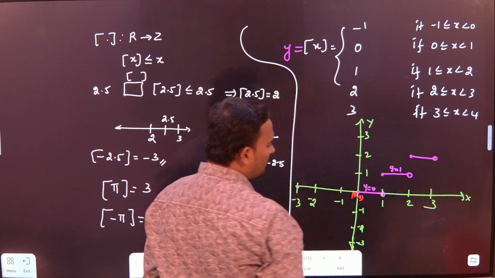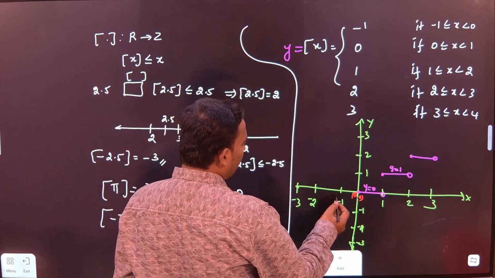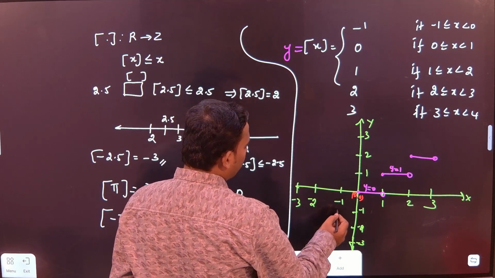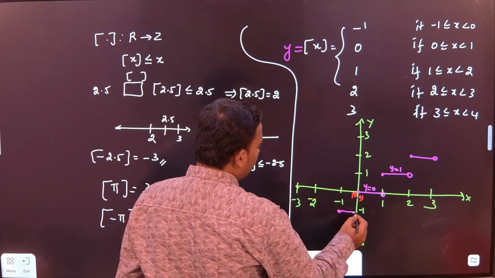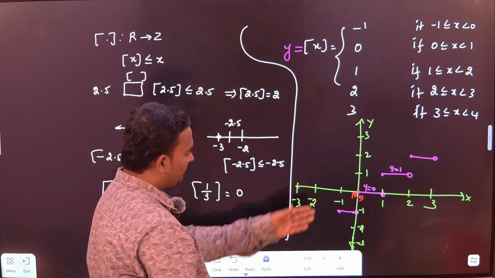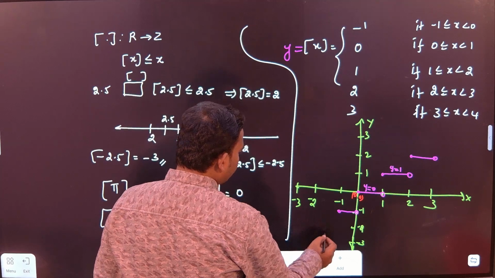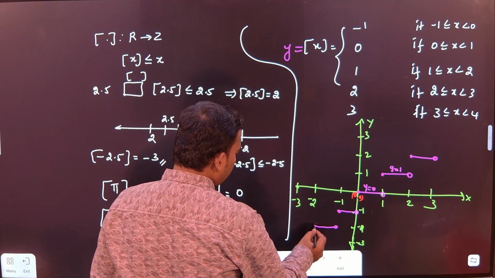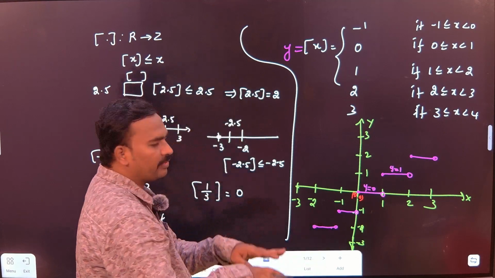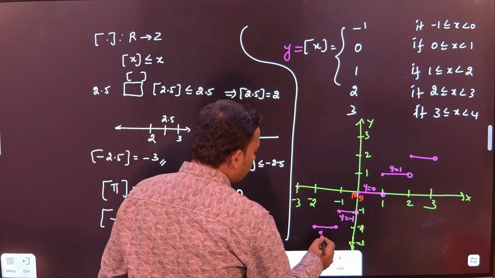Let's take 2 to 3, so it will jump over here to 2, so 2 to 3 is 2, clear? Okay. Let's take minus 1 to 0. If you include minus 1, then y is equal to minus 1, right? Here 0 is not included. The step functions, you can see the same way. Right? This is your step function.